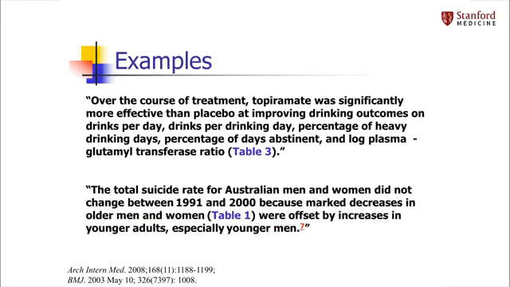The second example says, the total suicide rates for Australian men and women did not change between 1991 and 2000 because marked decreases in older men and women were offset by increases in younger adults, especially younger men. This is referring you to Table 1, and you can imagine that what's in Table 1 is just a list of the suicide rates from 1991 to 2000, broken down by gender and age.